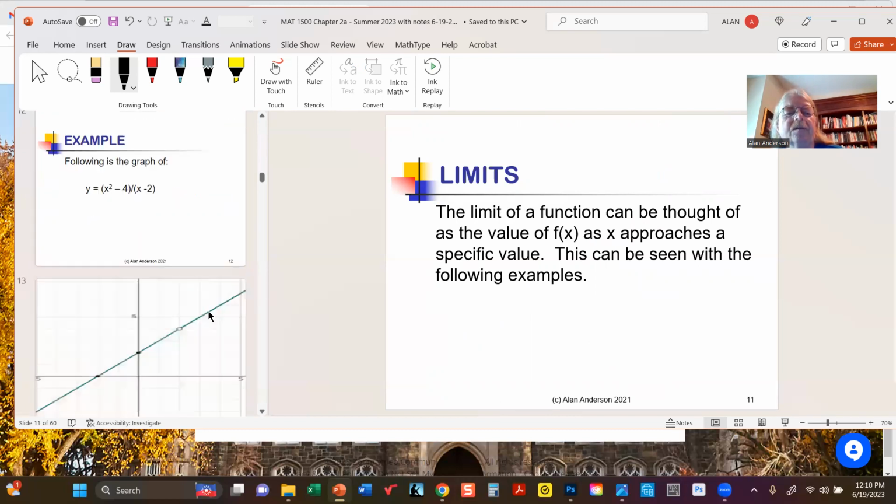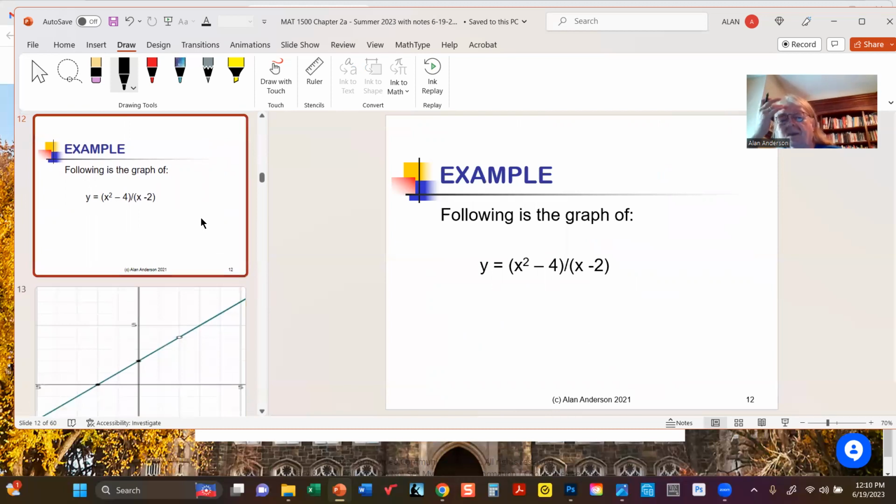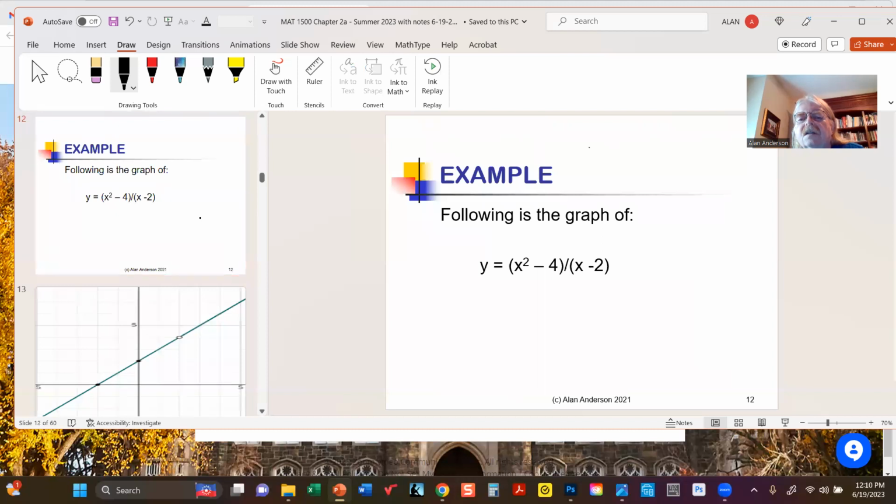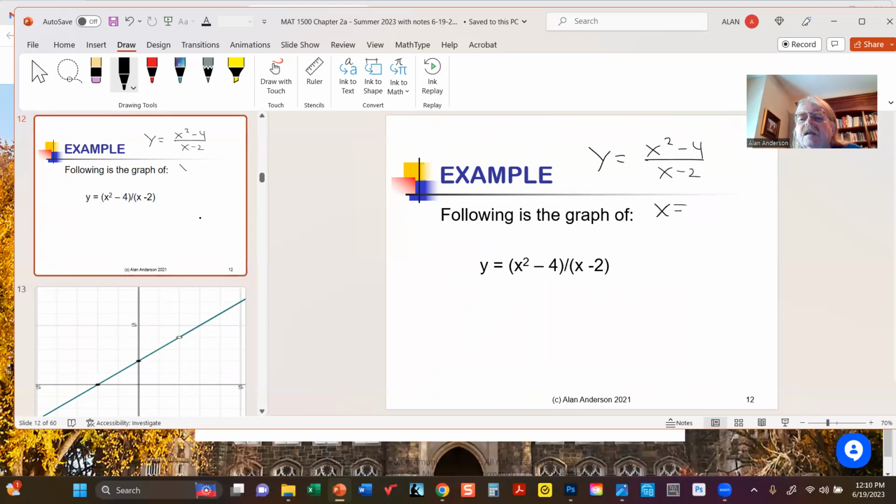So that, as we've said, now let's take a look at this case. We've got a function which clearly has a discontinuity in it. This function is defined everywhere except x cannot be equal to 2. Now, what's interesting is that if you take x squared minus 4, it can be rewritten as x plus 2 times x minus 2.